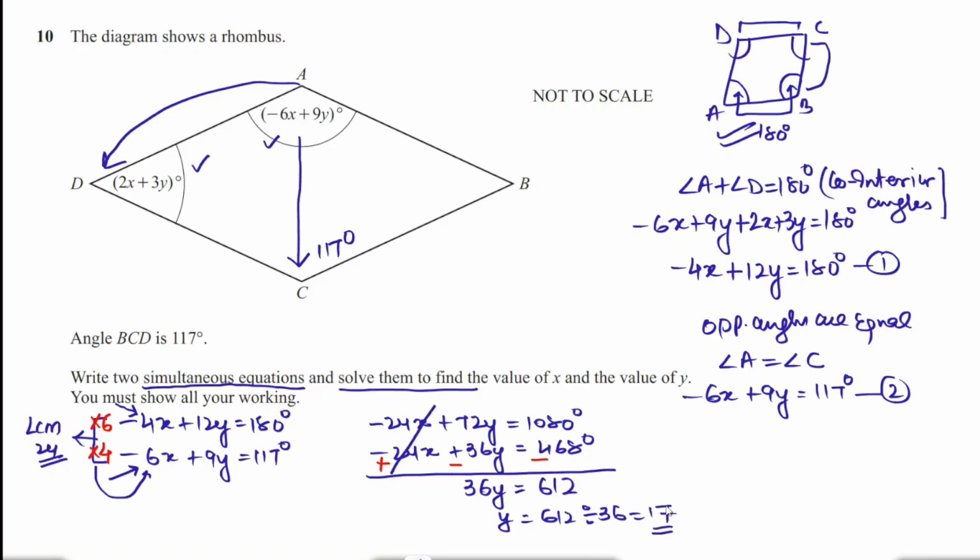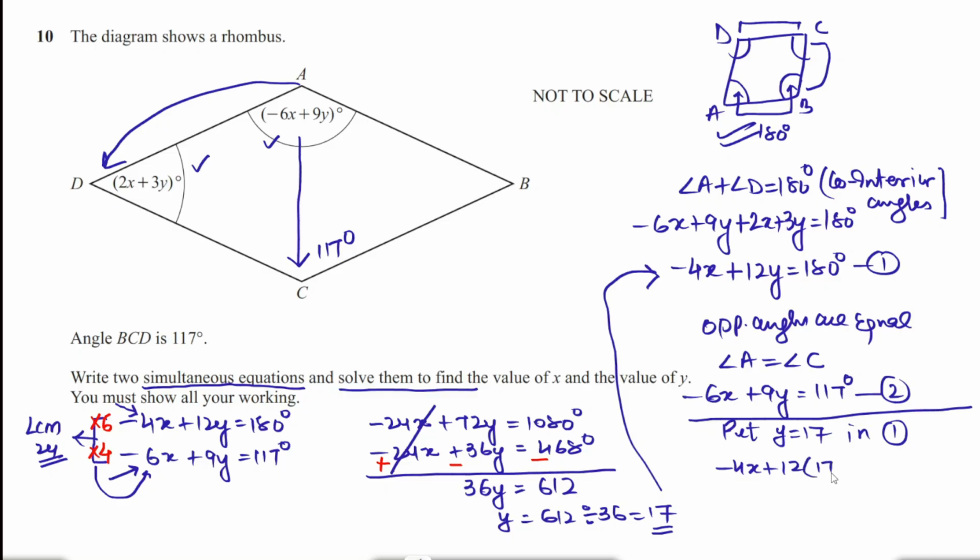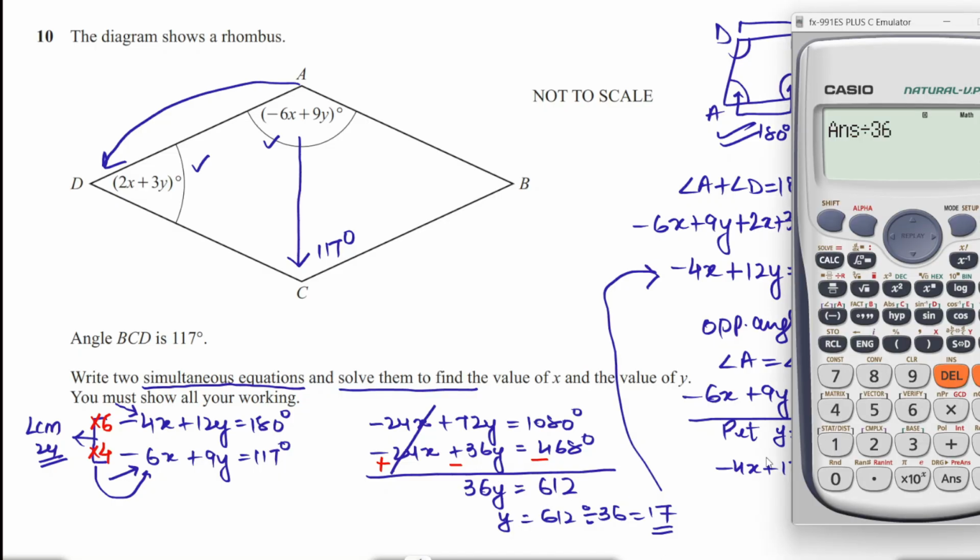And we plug in y equals 17 in any of the equations. Let us assume we plug in y here. Okay. So let us put a line here, and we write here actually to make you understand. Put y equals 17 in equation 1. So minus 4x plus 12 times 17 equals 180. And what is 12 times 17? 12 times 17 gives you 204.